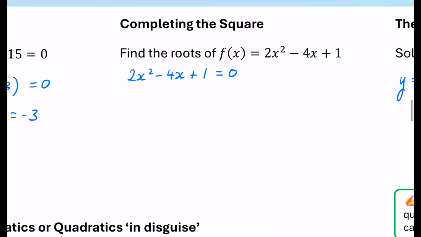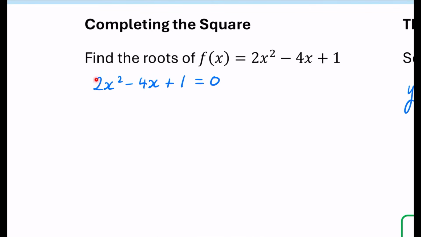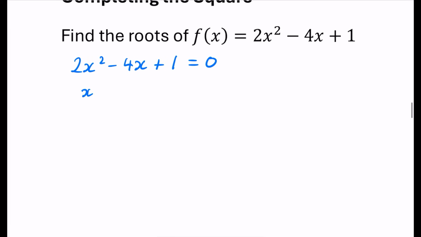However, this is an equation. If I want to make this easier, I can divide everything by 2, because 0 divided by 2 is still 0. So I get x squared minus 2x plus 1/2 is equal to 0. Now, you cannot divide everything by 2 in the previous examples because it would change what the function actually was. This one we are allowed to divide because 0 divided by 2 is 0. We are actually allowed to do this.